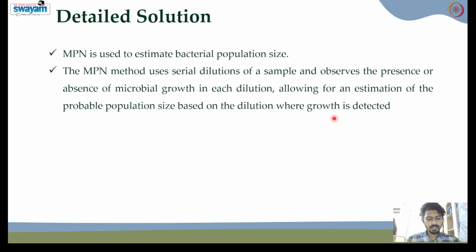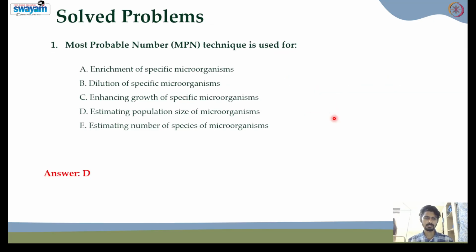What we normally do, first we will take the environmental sample and we will serially dilute it. And we will dilute it until no growth is observed. For example, 10 to the power of minus 5, if we are not observing any growth, then 10 to the power of minus 4 is the most probable number. So it helps us to estimate the microbial population size. And why not the other options? Enrichment of specific microorganism.